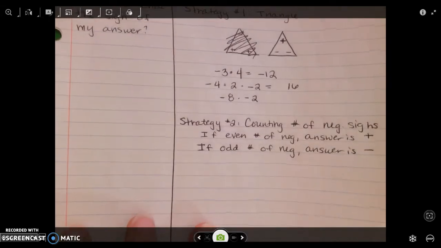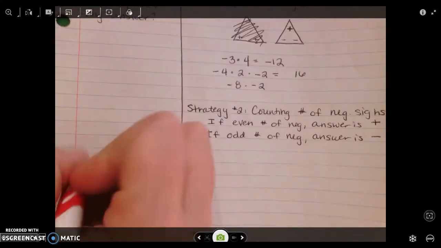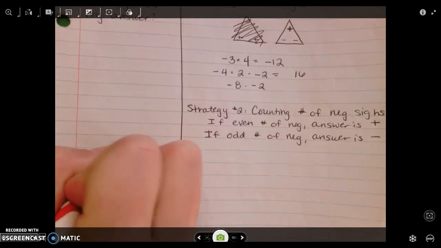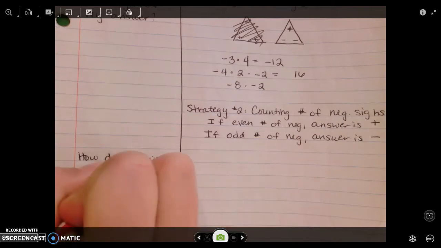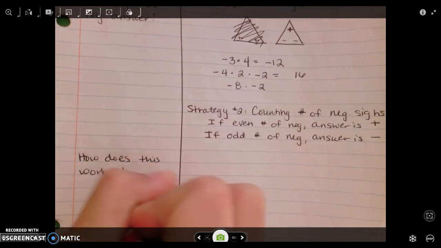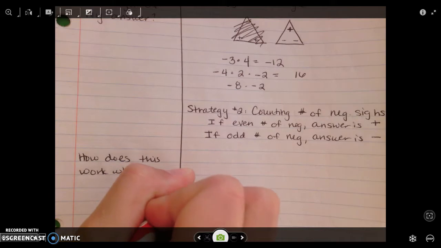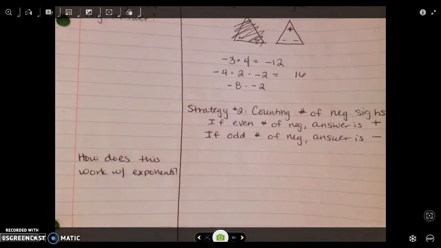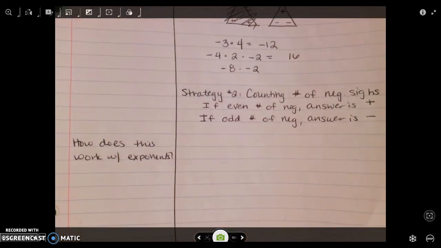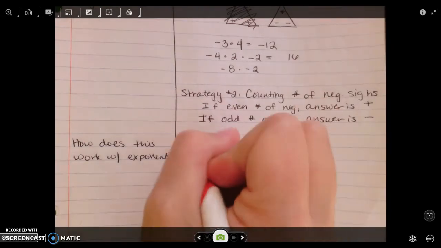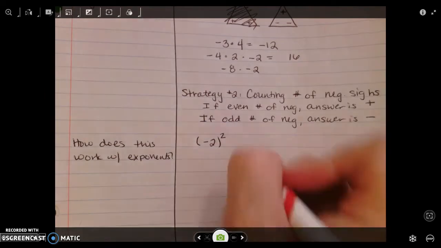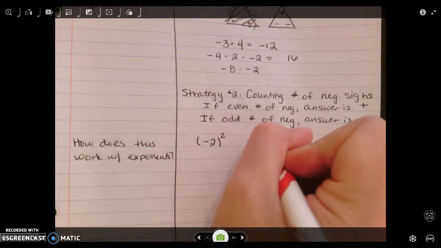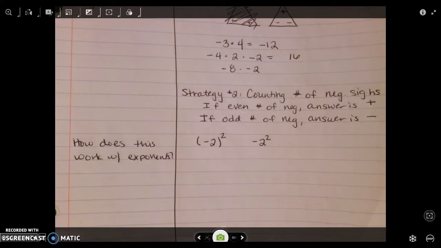Something that I like to get across to my students, though, is how does this work with exponents? Because exponents are repeated multiplication. And there's something really important to bear in mind with this. There is a huge difference between this and this. Very big difference between the two of them.